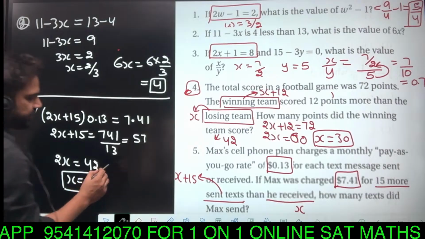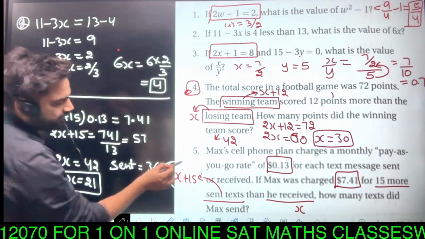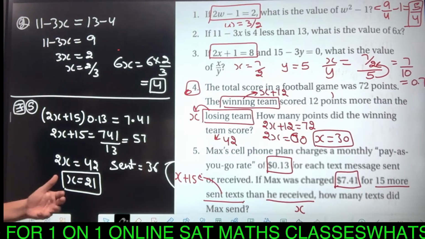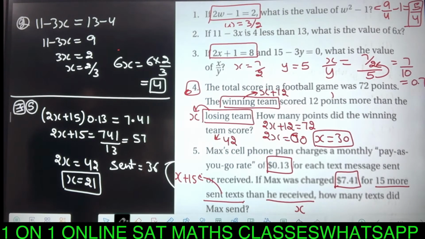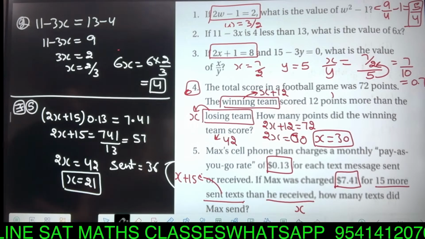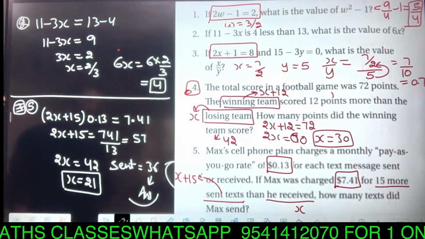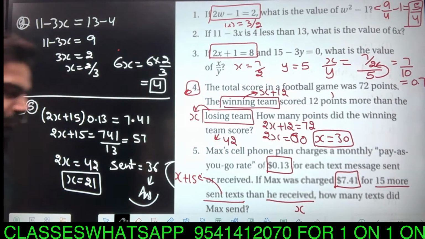Okay, so he has sent how many messages? 36, because they have clearly given that it is 15 more than the received messages. Now, how many texts did Max send? So easily the answer is 36. Max has sent 36 messages. Okay, so this is how we can solve the question.